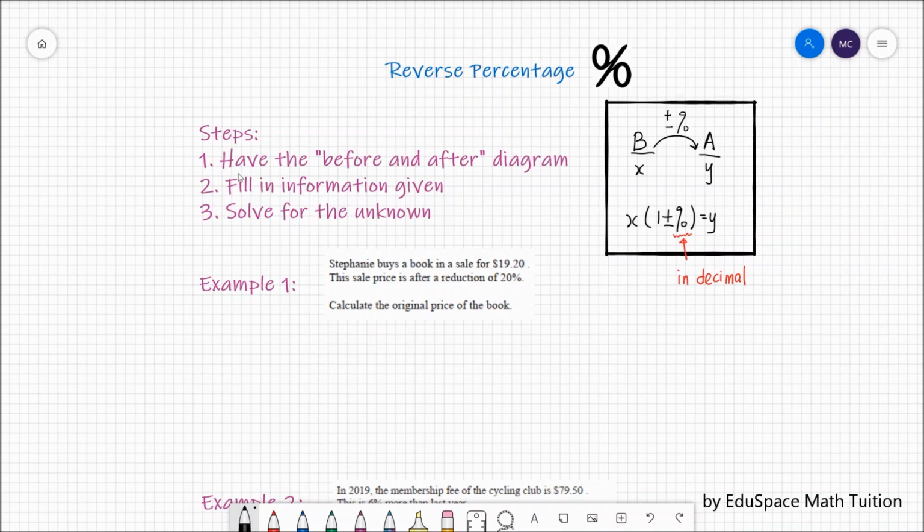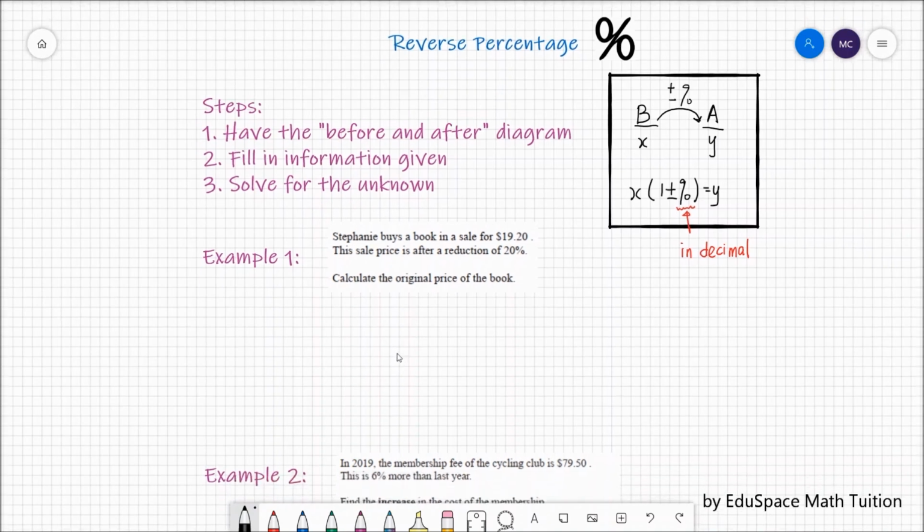So therefore, to solve this kind of question, always start off with a before and after diagram, then fill in the information, whether you fill in the x value or the percentage change value, and also the final value, and then you will be left with only one unknown. You just have to solve for that particular unknown.